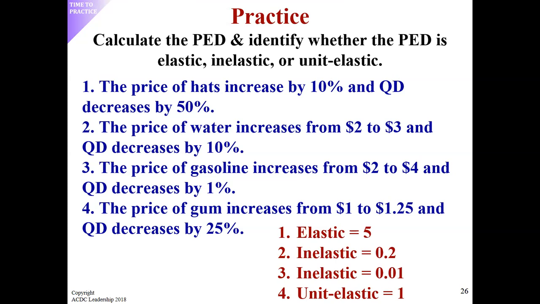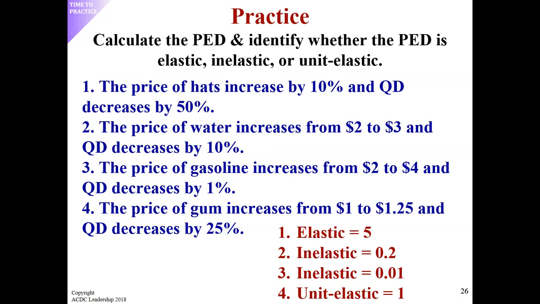Could someone walk me through number 3? Justin, first, could you give me the quantity demanded? That's on top. They gave you that, right? So that's 1%. Justin, how do I write 1% as a fraction? 0.01. All right. Then walk me through getting the change in price. 4 minus 2 divided by 2. So you end up with 2 over 2, which is 1. So this is divided by 1, and that turns out to be 0.01, and that's inelastic.